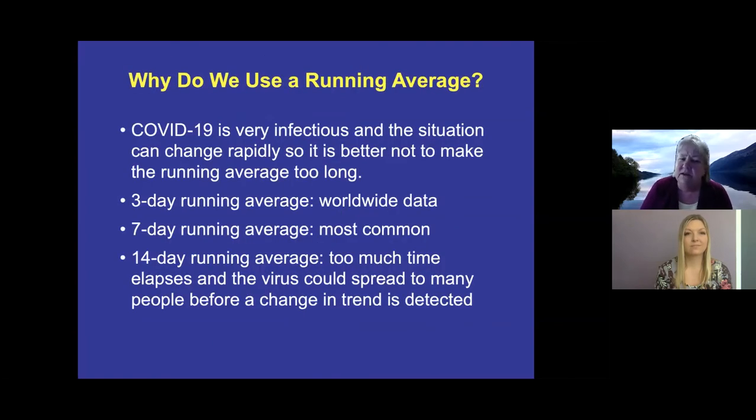COVID is a very infectious disease and it can change really rapidly. So you don't want that running average to be over too long of a period. The 3-day running average is being used on a worldwide basis. That's the only place I've seen where they've actually reported 3-day running averages of COVID. The 7-day running average, as I mentioned, is the most common. It's what the CDC uses.